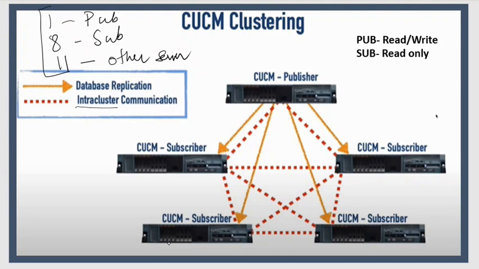These dotted lines represent intra-cluster communication, which is in full mesh. Each device has a link to every other device. And these arrows show data replication. Data replication always goes from publisher to the subscribers, not from subscriber to the publisher. You cannot make a change on a subscriber and have it copied to the publisher automatically. You can make changes on individual subscribers, but that is not replicated. But whatever you configure or change on the publisher gets replicated to the subscribers. That is called data replication, the database replication.